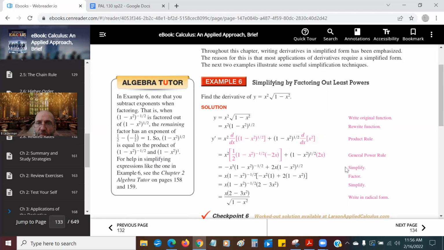What do we do here? We factor out an x to the negative 1/2, and that changes this to negative x squared times 1 plus 2 times 1 minus x squared without an exponent. And then that winds up turning into x times 2 minus 3x squared over the square root of 1 minus x squared. Well, like I say, that's algebra.